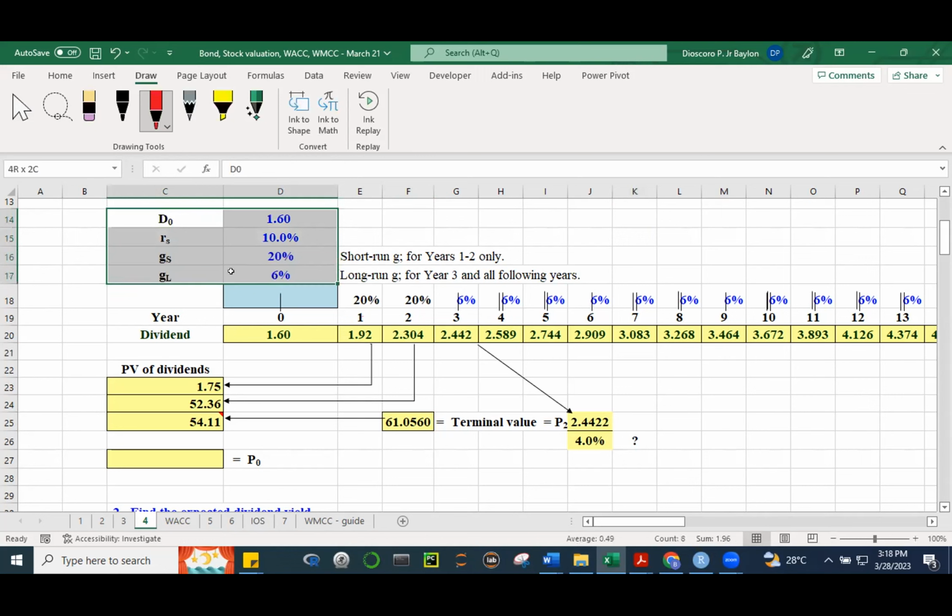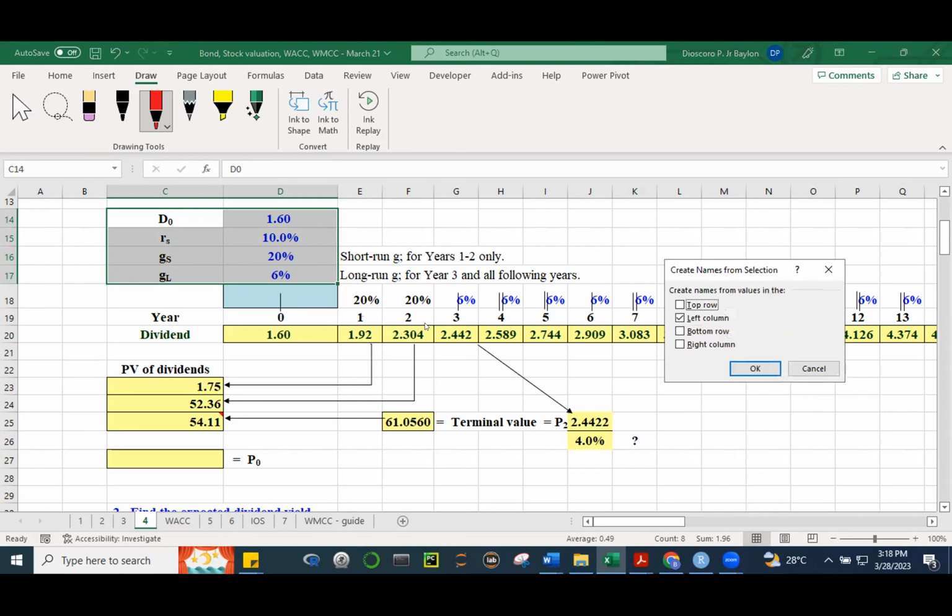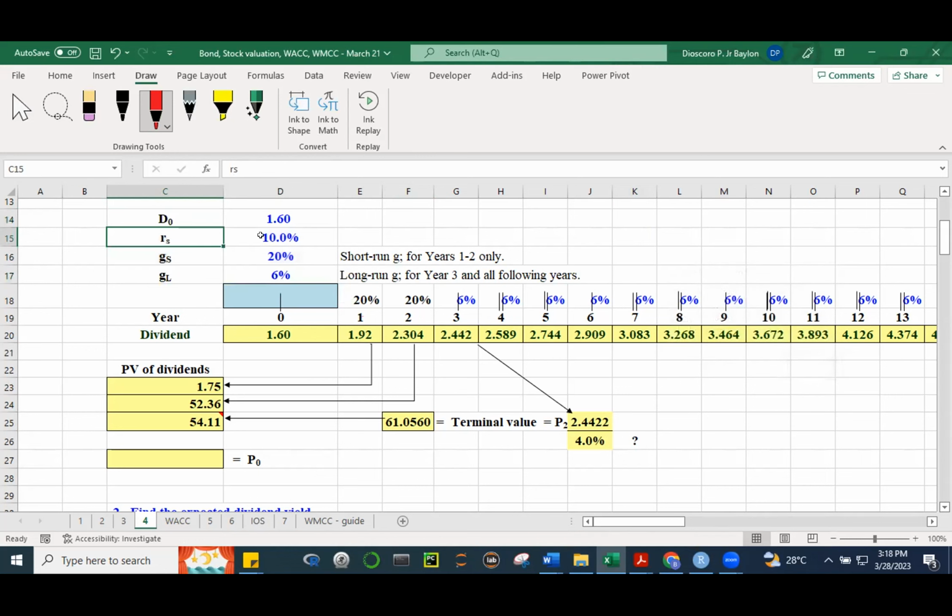Okay, let me use this. Control Shift F3. Okay, the names are on the left column. All right, so I gave names to this one. This is RS, required return. This is growth rate, short period, growth rate, long period. This is our dividend at year 0, D0.